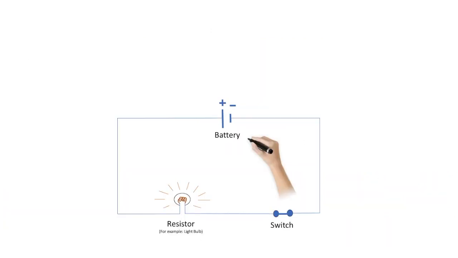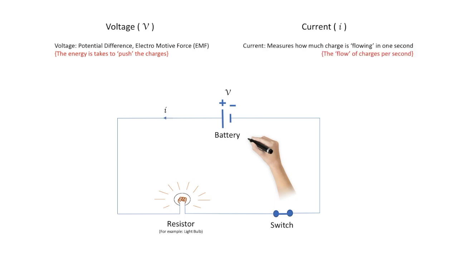All right, so now I think we might be ready to go back to our electrical circuit and define some of the key terms. The first term we want to define is voltage. The battery provides the voltage, which is also known as potential difference or the electromotive force. It's the force, or the energy, that it takes to push the charges, or push those electrons. Remember we saw them move from the negative side to the positive.